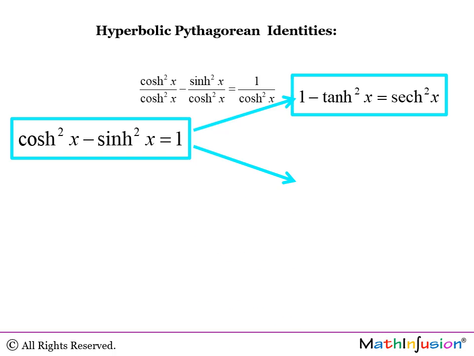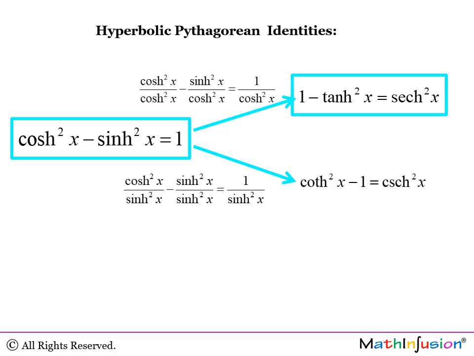Now again, we will do exactly as we did with the trigonometric function. We are going to divide everything by sine hyperbolic squared x. We are getting this identity, that cotangent hyperbolic squared x minus 1 equals cosecant hyperbolic squared x.